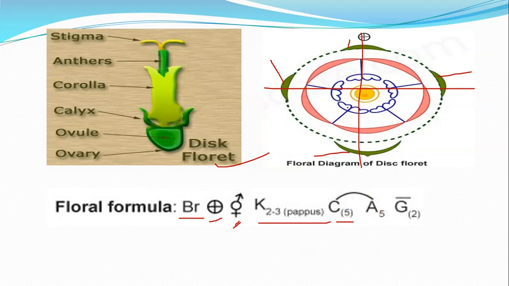Then androecium, 5 stamens are there. Stamens are free from one another, attached to petals, so that's why this adhesion is given, with 2 chambers, dithecous. In gynoecium, bicarpellary, bilocular, syncarpous within the bracket. Ovary is inferior, so the line is given above G.